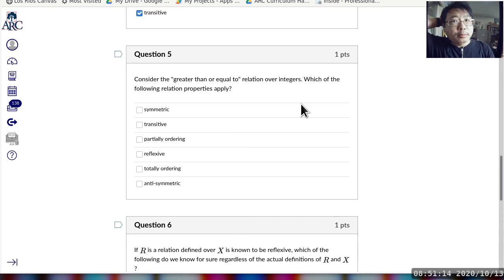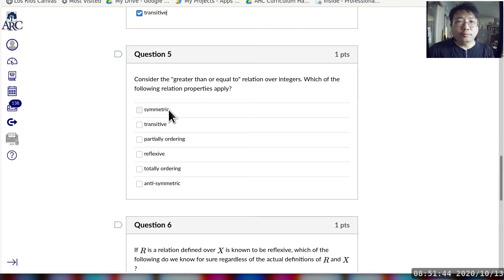Okay, here's question number 5. Question number 5 says, consider the greater than or equal to relation over integers. Which of the following relation properties apply? Okay, same thing, right? But this time it's greater than or equal to. So let's look at symmetry. It is not symmetric. A is greater than or equal to B if and only if B is greater than or equal to A is not true.